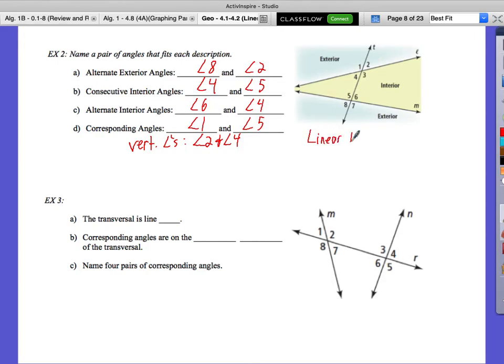Another thing is a linear pair. A linear pair is two angles that make a straight line together, next to each other. Somebody tell me a linear pair. 2 and 3 would be an example. Lots of different examples here, okay? So they make a straight line. They're adjacent, aka they touch, and share that vertex, and they add to 180.